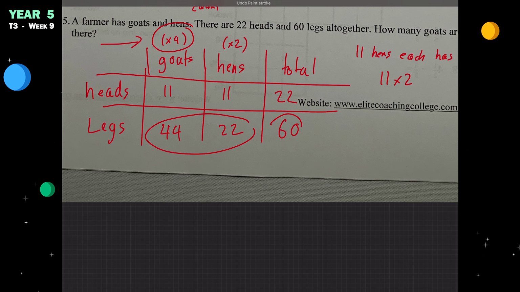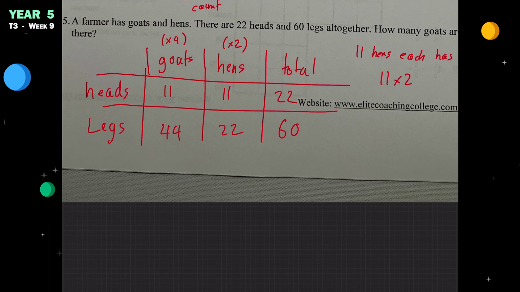So let's reduce the goats. Instead of 11 goats, let's change it to maybe 9 goats. Let's go down by 2. Or let's just go down by 3. Let's go to 8 goats. If there are 8 goats, how many hens are there? Well, 8 plus 14, right? 14 hens. So 8 plus 14 gives you 22. That's correct.